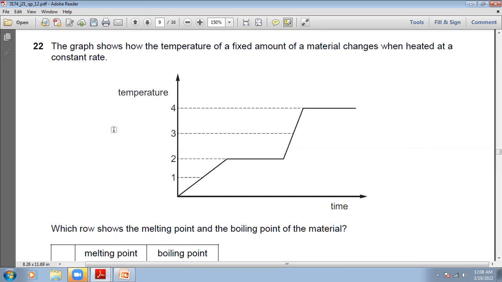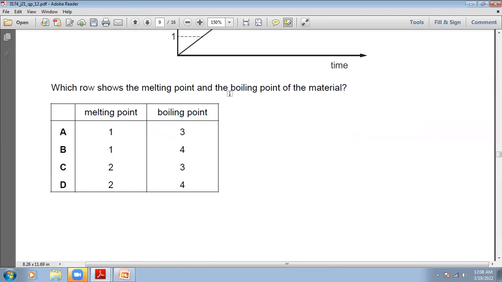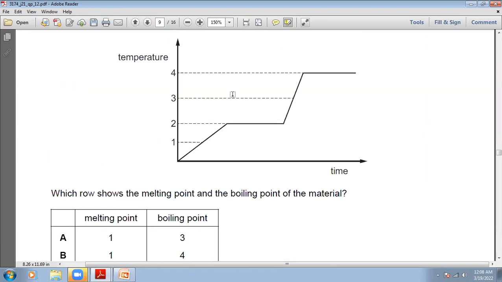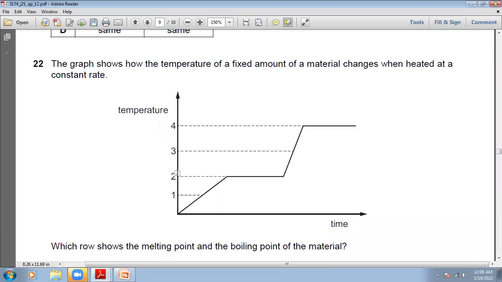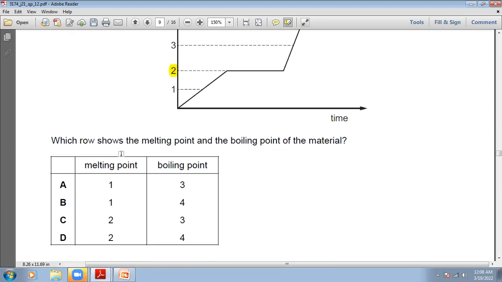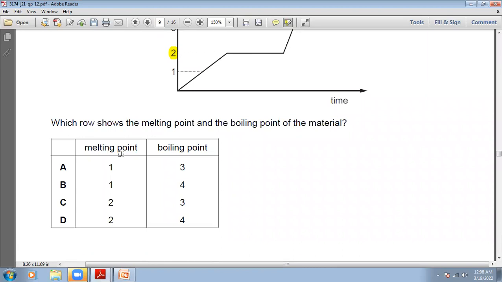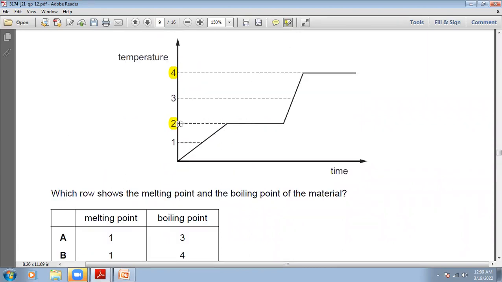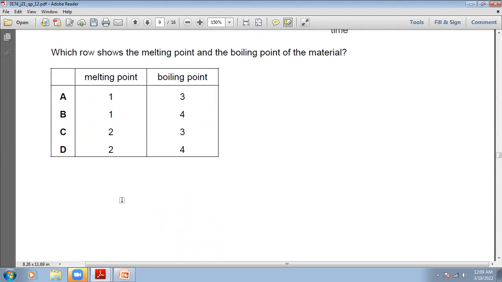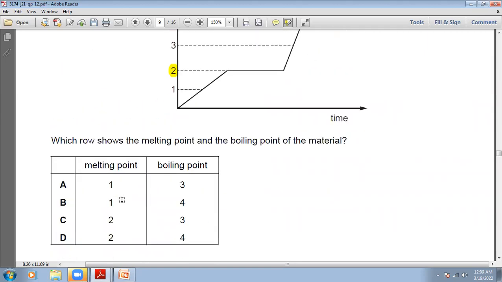The graph shows the temperature of a fixed amount of some material. Which row shows the melting point and the boiling point of the material? It was solid, so first it will start melting. Once it has melted, then it will start boiling. So I think 2 and 4. Where is the melting point? Here is the melting point, and this represents the boiling point. So the melting point is 2 and the boiling point is 4.